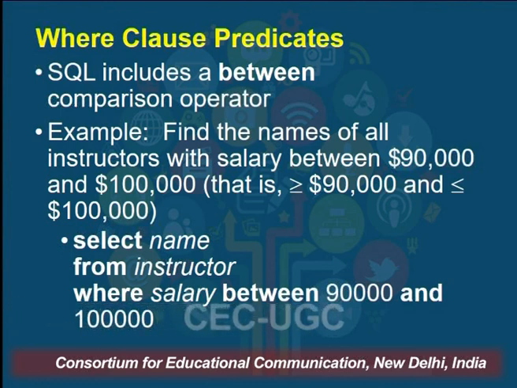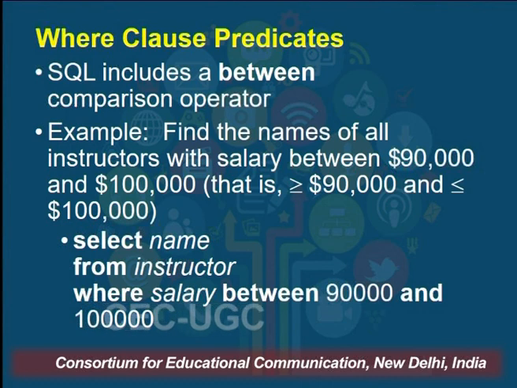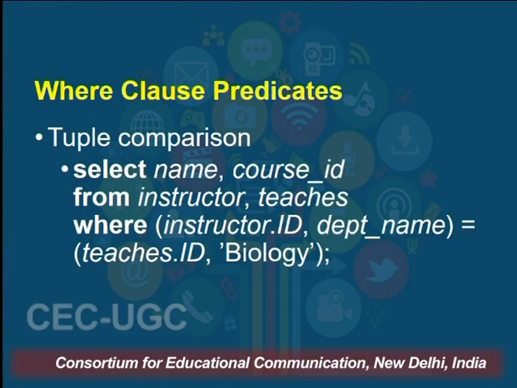We can directly use this instead of one greater than equals to clause along with one less than equals to clause connected using the and. So simply we can write between. This is much simpler than the other one.